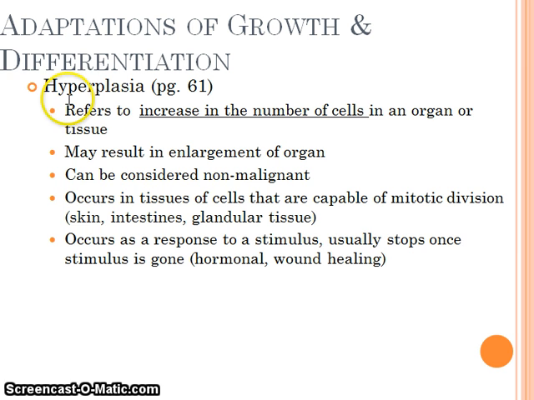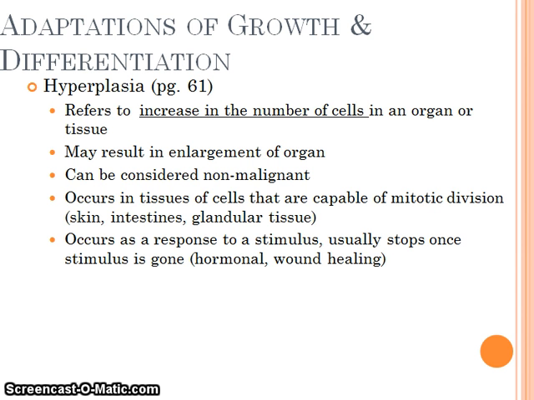Hyperplasia, right? We have hyper, larger, bigger. Plasia refers to number. So in hyperplasia, this is where the number of cells increase. The organ may get enlarged. It's considered a non-malignant growth, which means you have an increase in number of cells, but they're not cancerous.